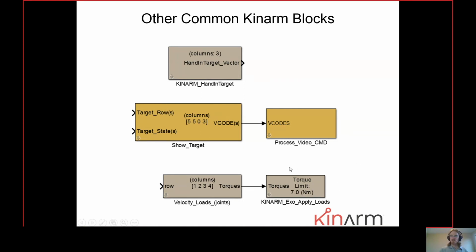And then the apply loads block. If you want your Kinarm to actually create forces or torques, you'll need an apply loads block that's appropriate to your Kinarm. So there's ones for different types of Kinarms, the exoskeleton versus endpoint, and there's lots of different blocks to actually create the different sorts of load conditions. We'll go over those in detail. We'll go over all of these in more detail in other talks, but these are common ones that you'll regularly see.